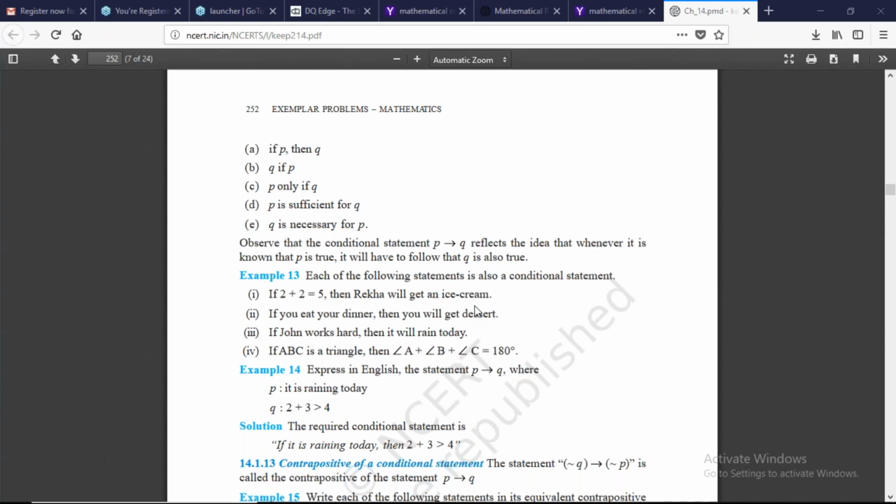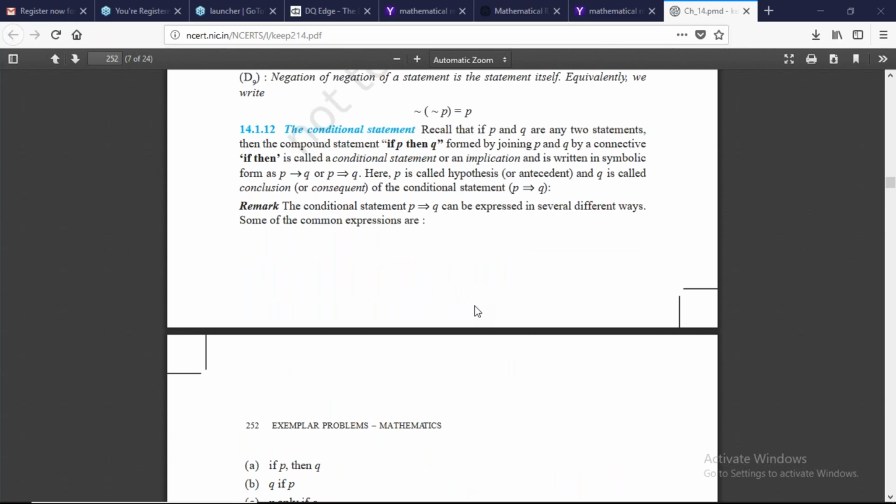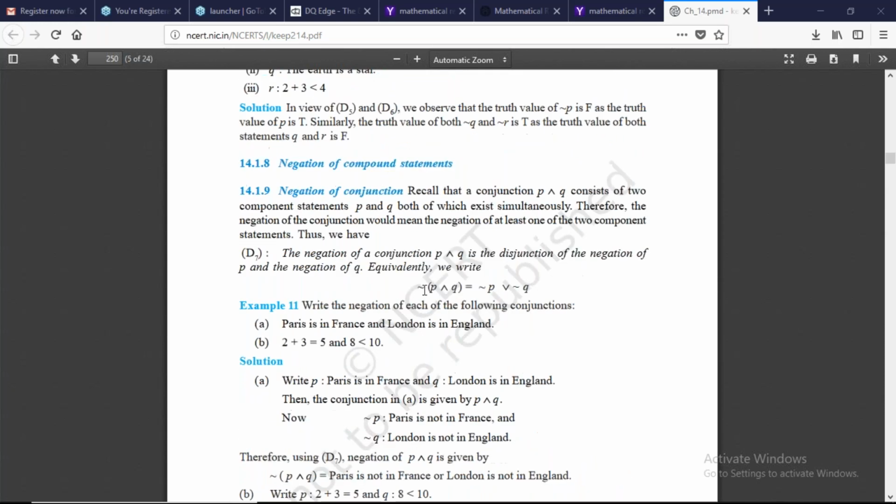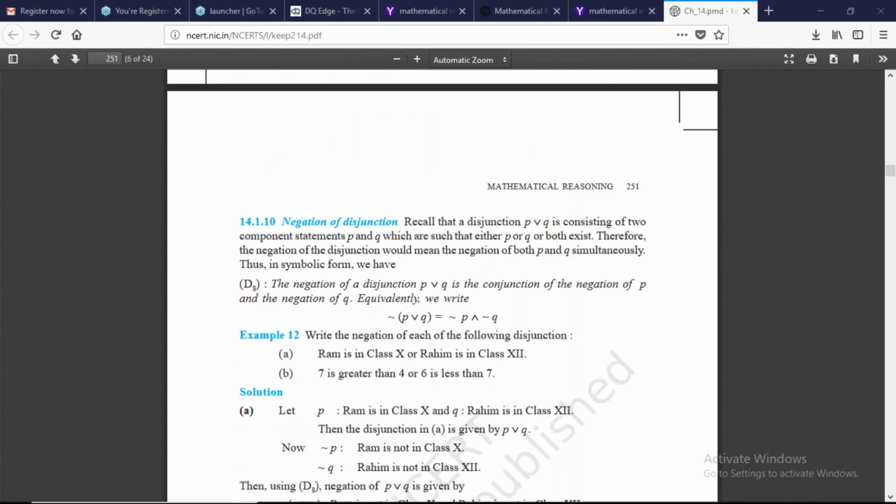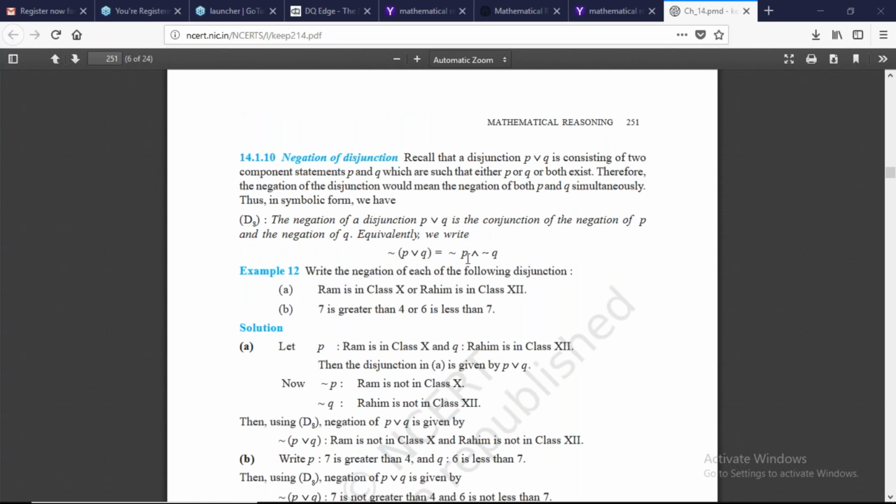Now, there was one question related to negation. When they say negation of two statements, as you can see here, negation of conjunction: negation of P and Q can be written as negation P or negation Q. This is like De Morgan's law when it comes to sets: A union B whole complement is A complement intersection B complement. The same logic is applied here. Similarly, negation of disjunction: when you say P or Q, it is negation P and negation Q. Understood?